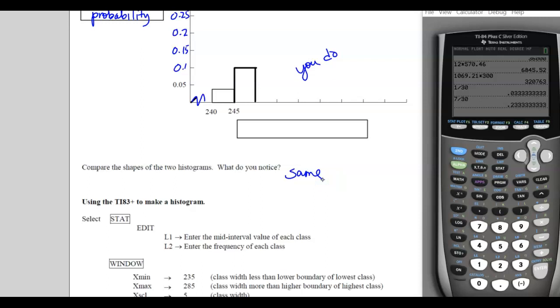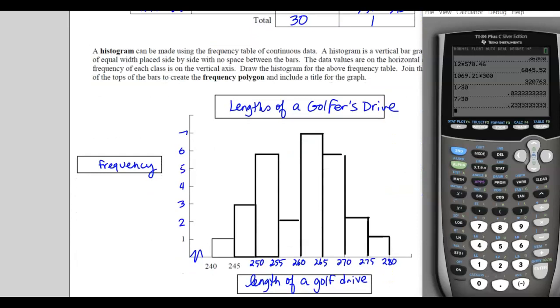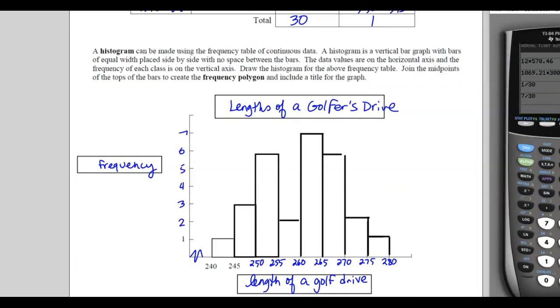Now, we're going to look at our TI calculators because actually it can do a histogram for you. Are you going to do that much? Probably not, but it is nice to know. One thing I forgot, it asked us back in this histogram to join up the middle points of each bar, and I forgot to do that. So go back to the histogram. Find the middle of each bar, and then I'm going to do it in blue. Join those up with a straight line between each of those.